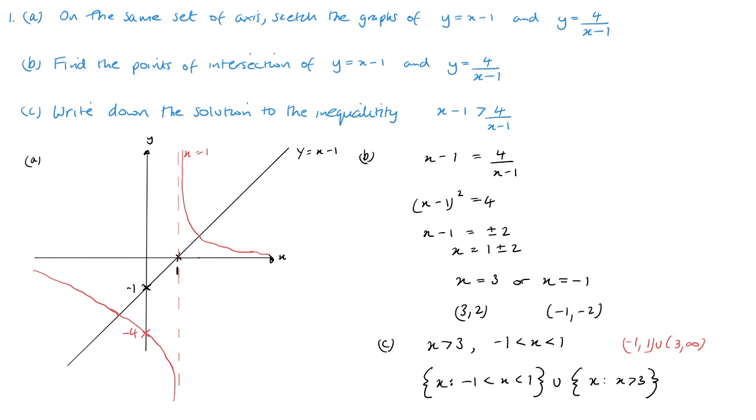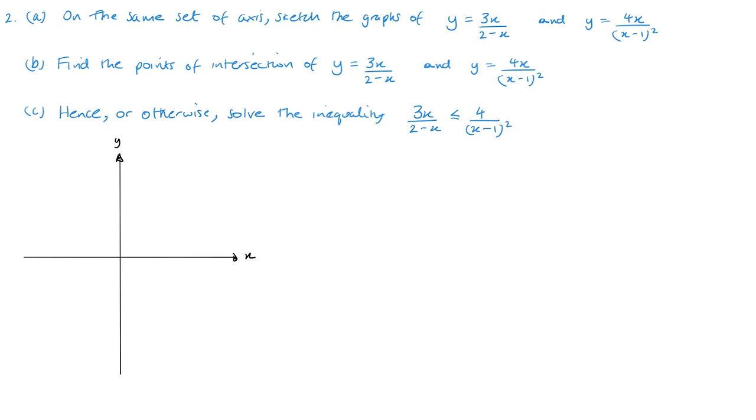Let's look at question 2. So we've got two graphs, y equals 3x over 2 minus x and y equals 4x over (x minus 1) squared. Now we're going to have asymptotes here. So let's start off with this first graph here. So it's going to have a vertical asymptote at x equals 2. So x equals 2.